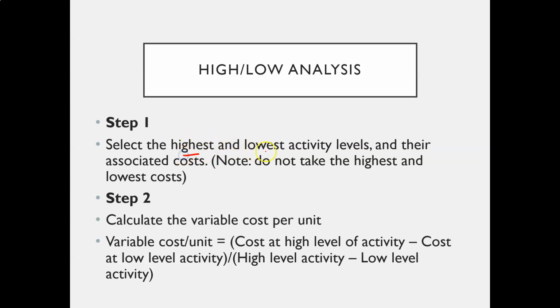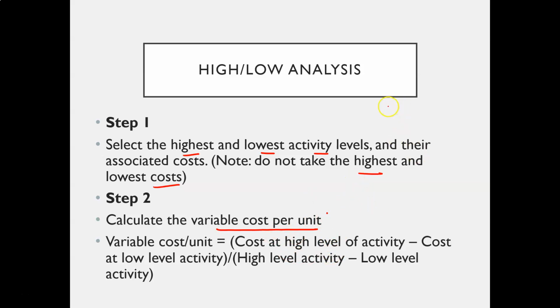We select the highest and the lowest activity levels, because typically these costs are driven by activity. I make a note that it's not about the highest and lowest costs, it's about what's driving the costs. Take the highest and lowest activity levels and their associated costs. And then you calculate the variable cost per unit. To calculate variable cost per unit, we do what's referred to as the Hi-Lo method and really look for that change.